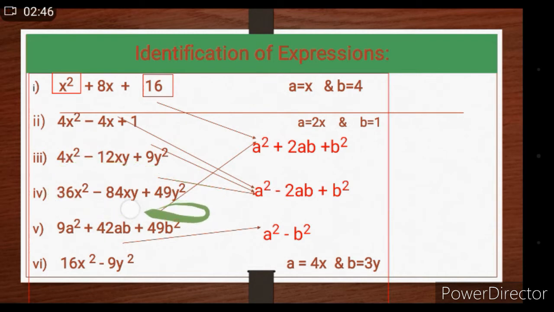Similarly, the fourth example, the fifth example, but look at the last example, which is 16x square minus 9y square. This is the type of the third identity where a is equal to 4x, meaning 16x square is the square of 4x and 9y square is the square of 3y, and this is the third identity because it is the difference of two squares. So identification in factorization is a must.